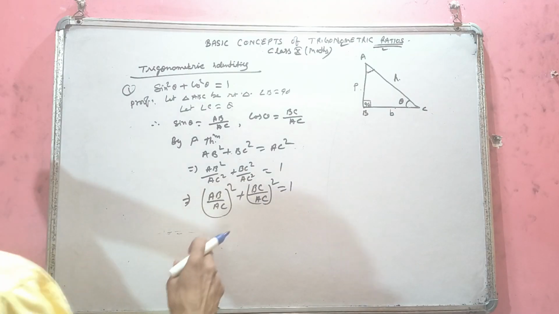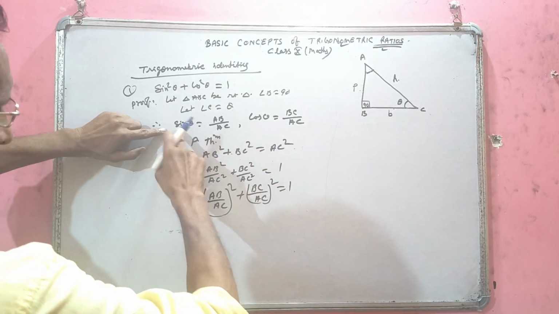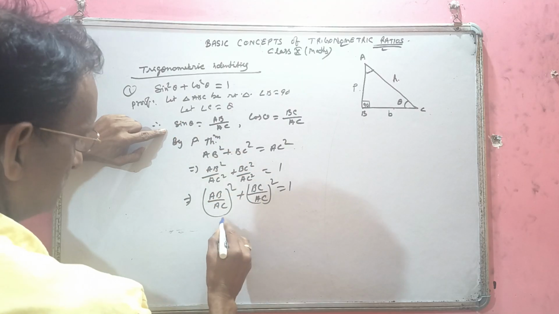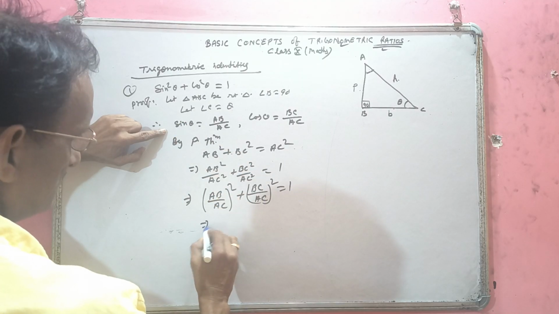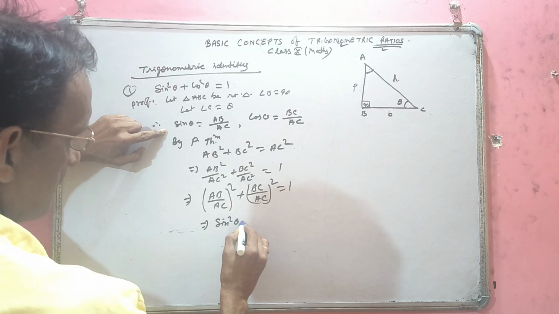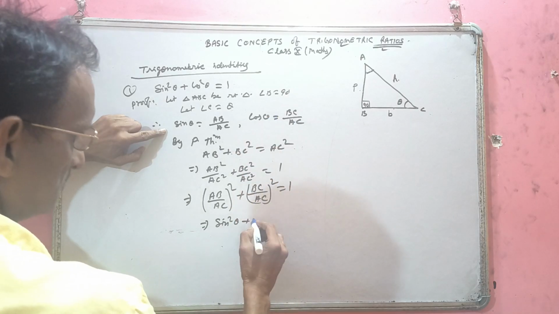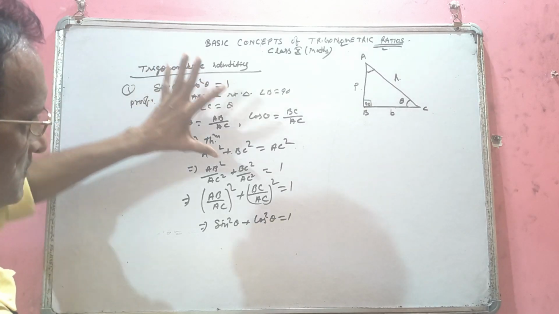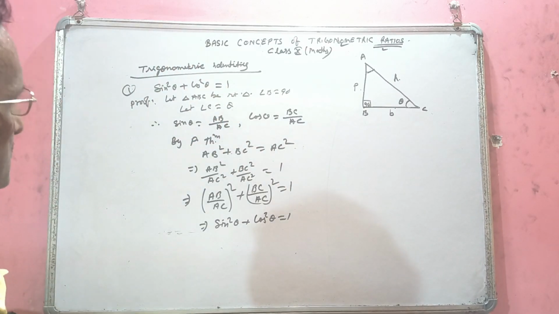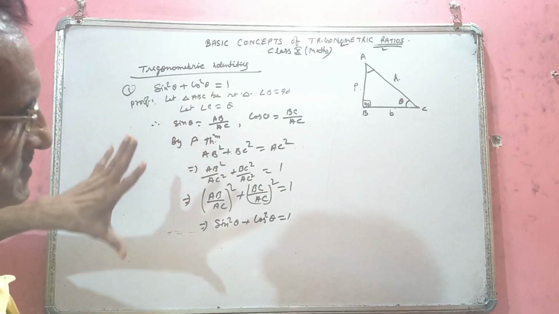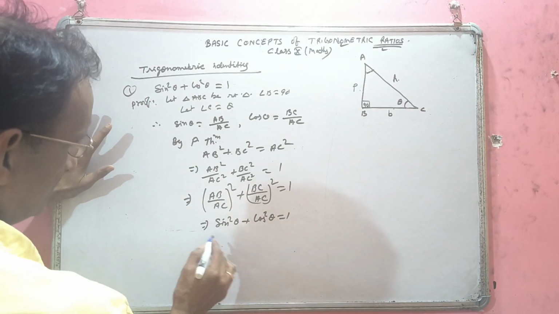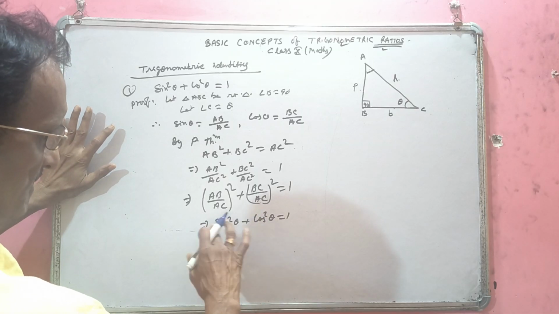Understood? So what is AB by AC from the definition? Sin theta. AB by AC is sin theta, and square means what? Sin square theta plus BC by AC is cos theta, cos square theta equals 1. See, we have got the proof geometrically. This is the first very important trigonometric identity, and from here you can get the relation between sine and cos.